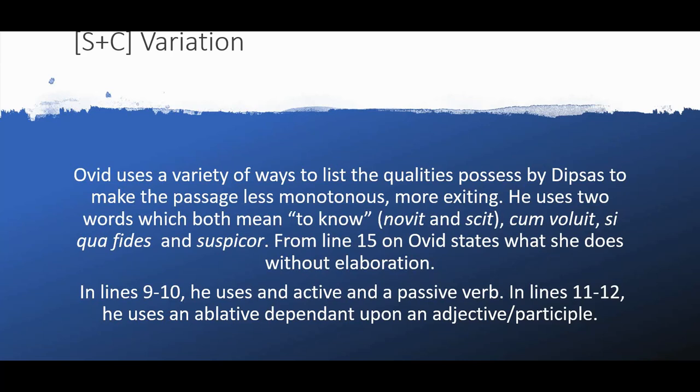Dipsas is able to do the following things: fly around, sing magical spells, turn a river back to its source. Now that, quite frankly, is sort of listing. By the time you get to the 3rd or 4th point, you just get a bit bored. But if there's a variety of ways of saying it, then that might work.